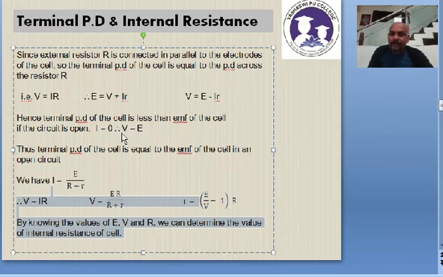I repeat again, terminal potential difference is equal to EMF of the cell in an open circuit when the current is not drawn from the cell. So that is one thing.